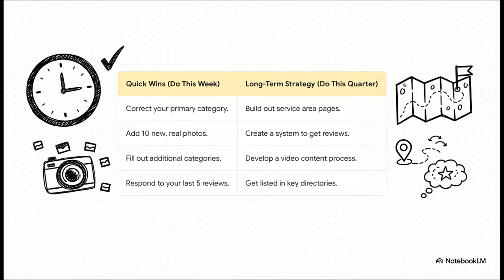On the left, you've got the quick wins, stuff you can literally do this week, some of it in just a few minutes. And on the right, you've got the bigger, long-term strategies to focus on this quarter. This is your roadmap. It's that simple. This is how you start getting more customers from Google.